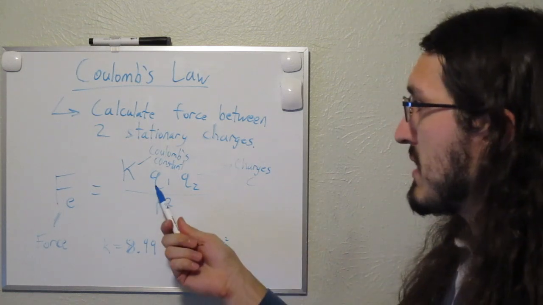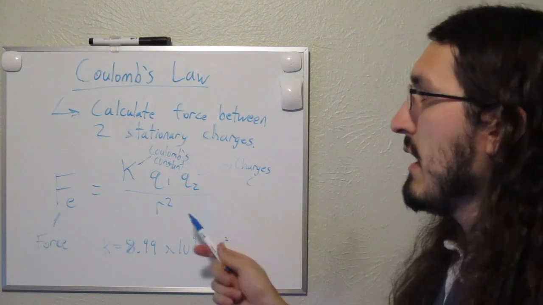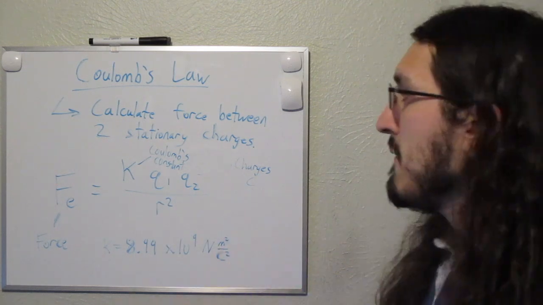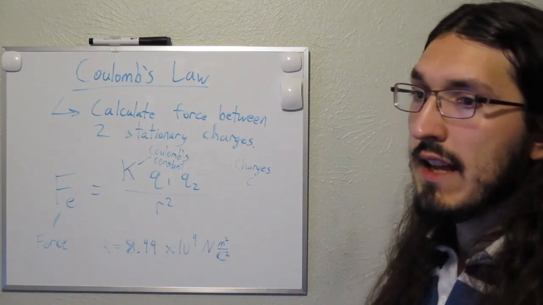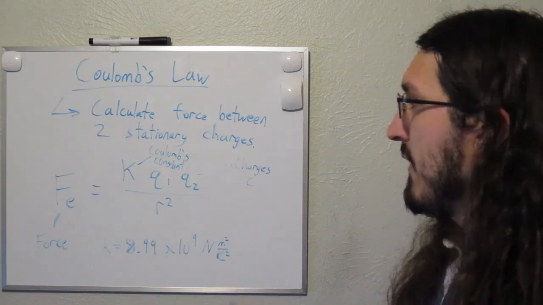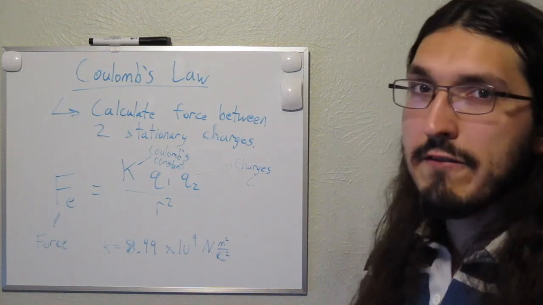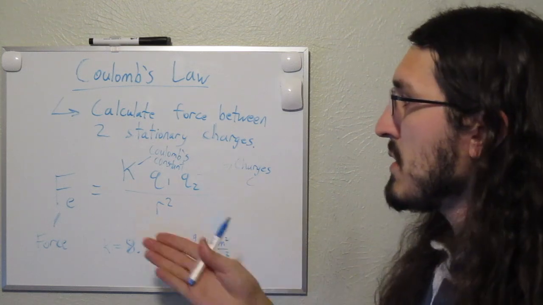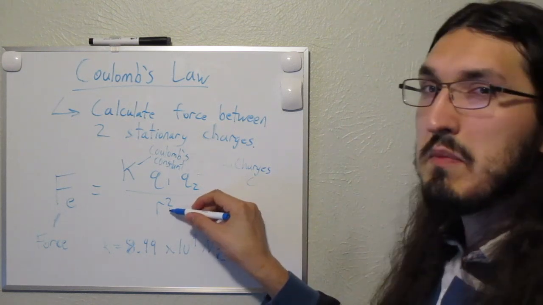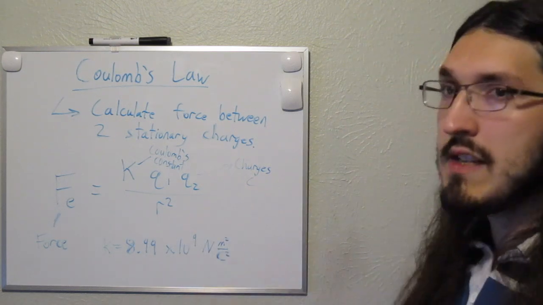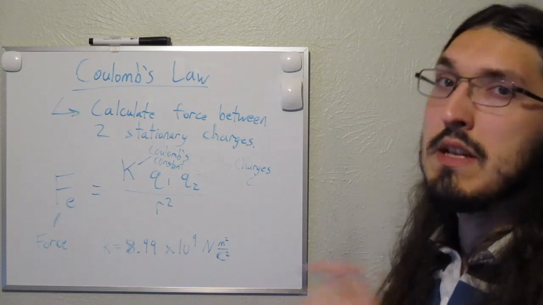If one charge was negative and one charge was positive, a negative times a positive creates a negative, so that means that the force between them would be negative, which just means that they're going towards each other. If they are both positive or both negative, that creates a positive force, which means that they have a force away from each other. The last variable down here at the bottom is R, or radius, which is just going to be the distance between those two charges.